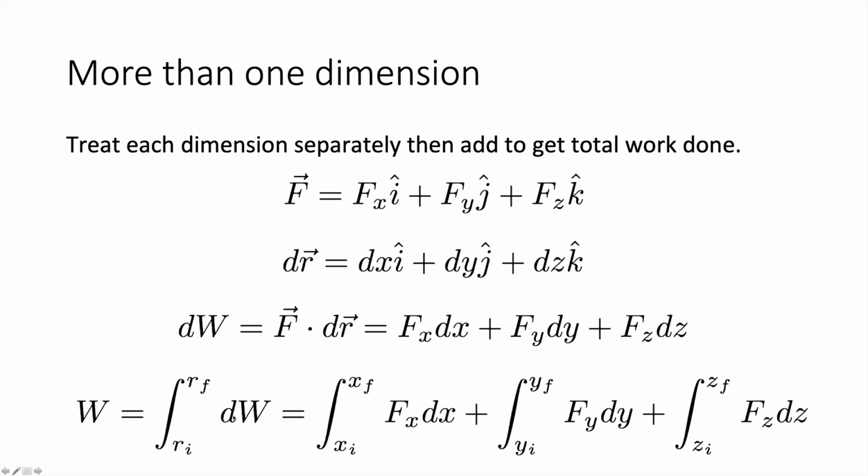So we're just going to integrate these to get the total work, and in each case we just integrate over the displacement variable in that direction. So we get that the total work is equal to the integral of Fx dx from x initial to x final, plus the integral of Fy dy from y initial to y final, plus the integral of Fz dz from z initial to z final.